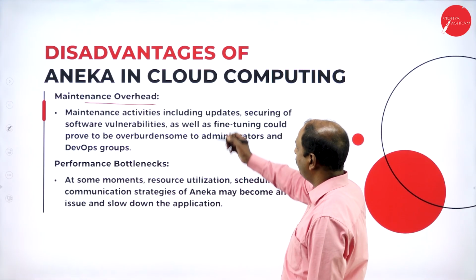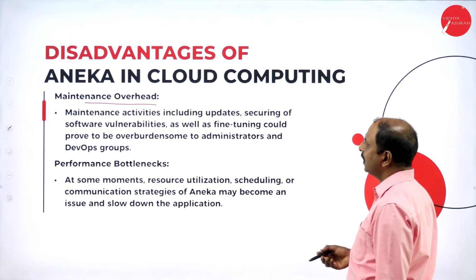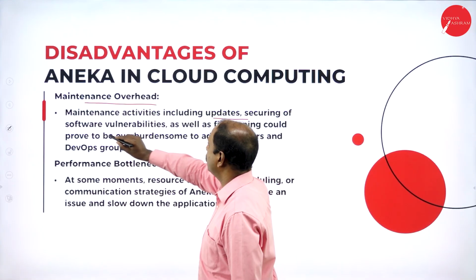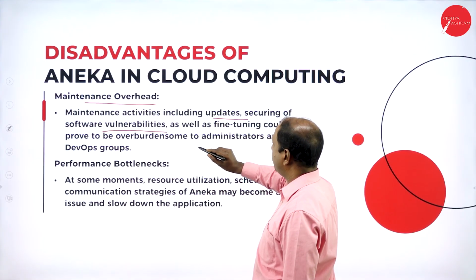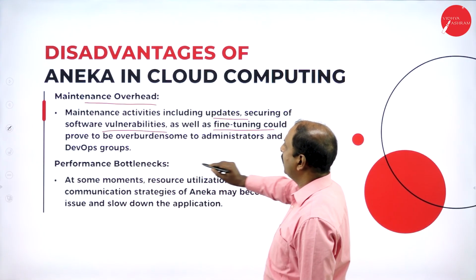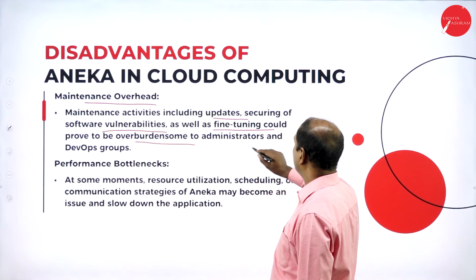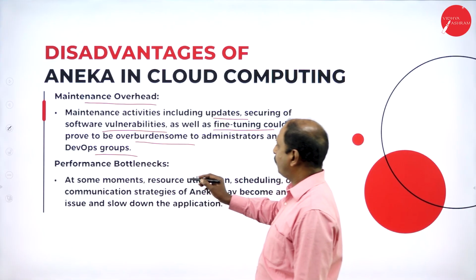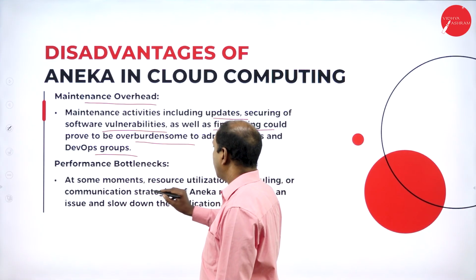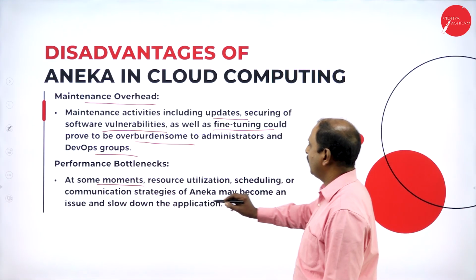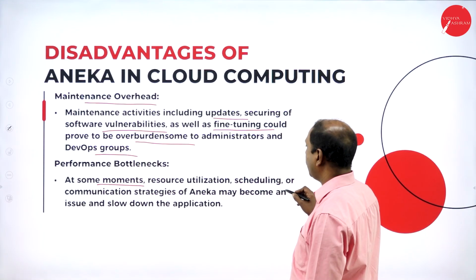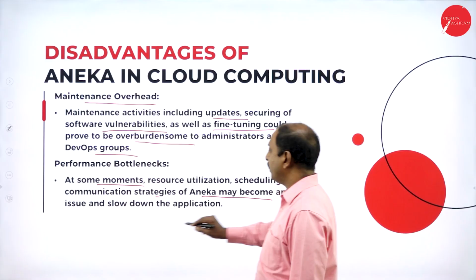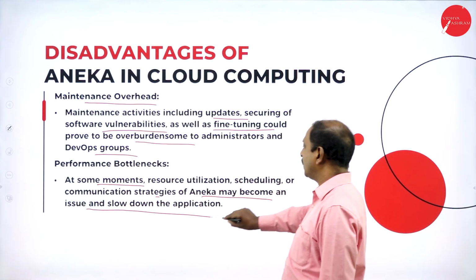Next point is maintenance overload. What is this? The active maintenance activities like updates, securing against software vulnerabilities, as well as fine tuning, may prove to be an overburden to the administrator groups. And also performance bottleneck means at some time the resource utilization, scheduling, or communication strategies of Aneka may become an issue and slow down the application.